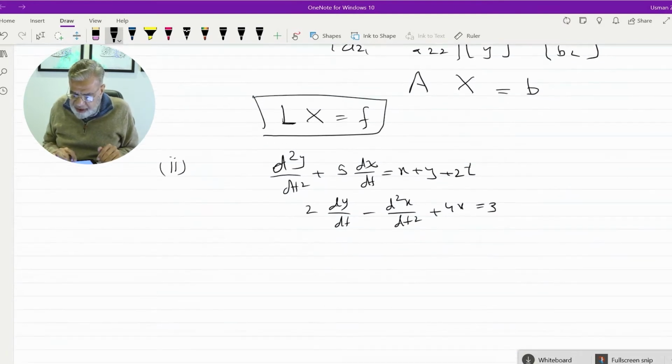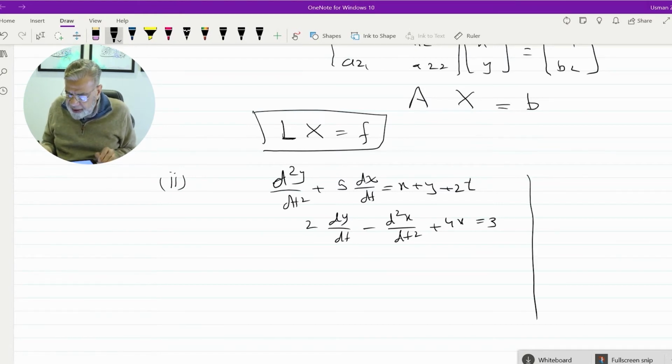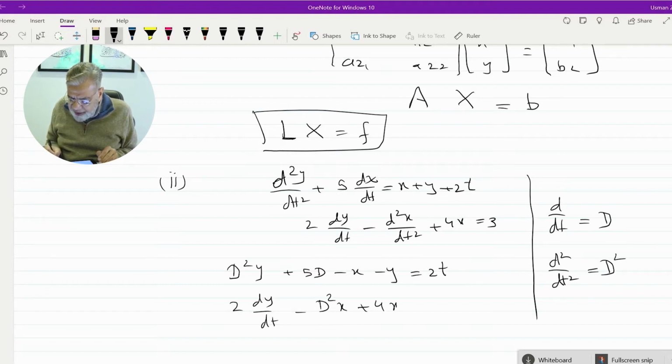I rewrite these equations, keeping x and y on the left hand side and the other terms on the right hand side, and changing to operators. I say d by dt is my differential operator D, and d2 by dt square is my operator D square. So I get D square y plus 5D. We take x on the right hand side, y on the left hand side, and we get 2t. And here we get 2 dy by dt minus d square x plus 4x is equal to 3.